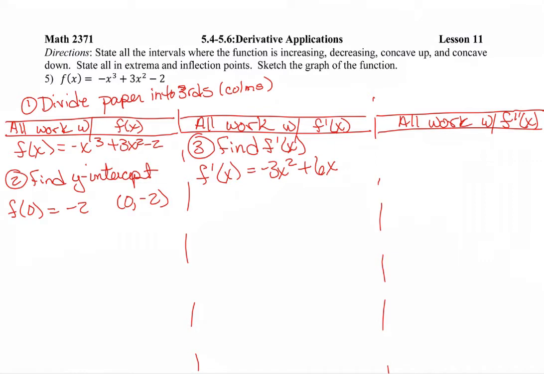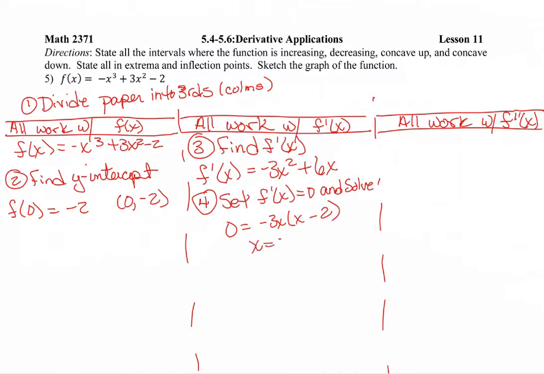So 4 is to set f prime of x equal to 0 and solve. Okay, so 0 equals negative 3x times x minus 2. So x equals 0 and 2. So I've solved it. So 5 is to make a sign chart. Make sign chart.